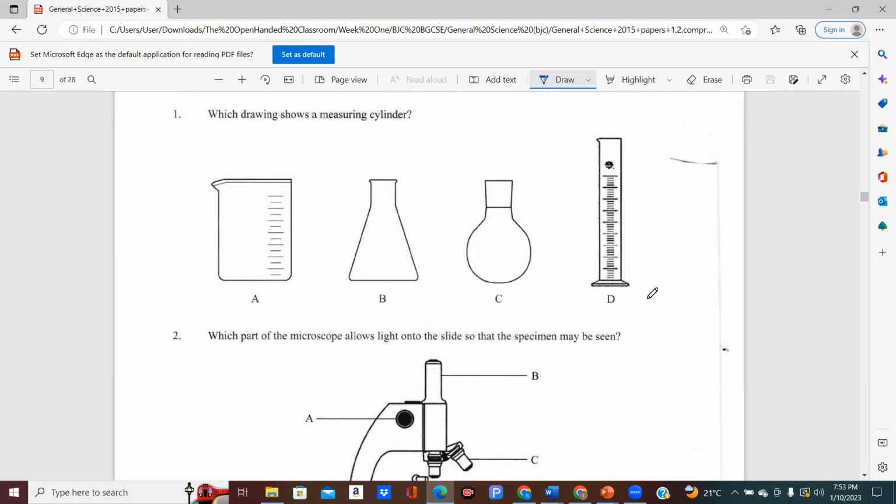All right, so he said it's D. Do we agree that's D? Yes, sir. Okay, it is D. This is the measuring cylinder. What do we call this? A beaker. Very good. We call this a beaker. What do we call B? A conical flask. Very good. A conical flask.